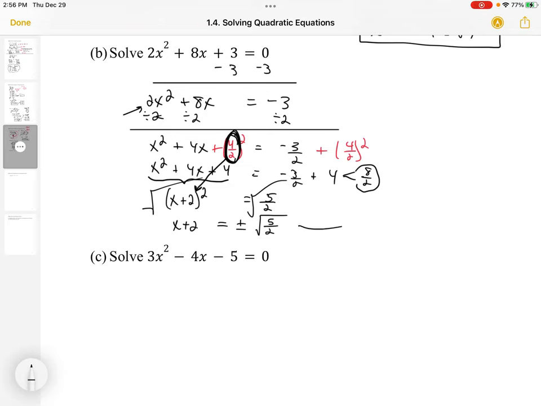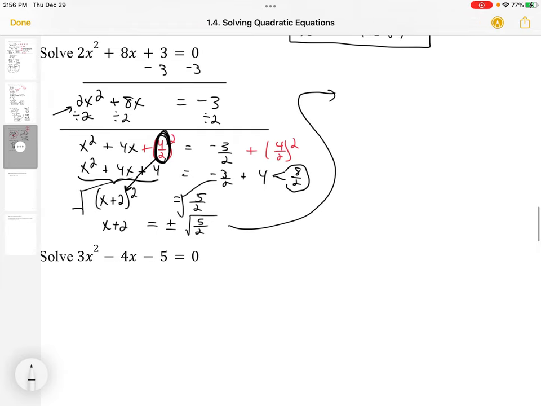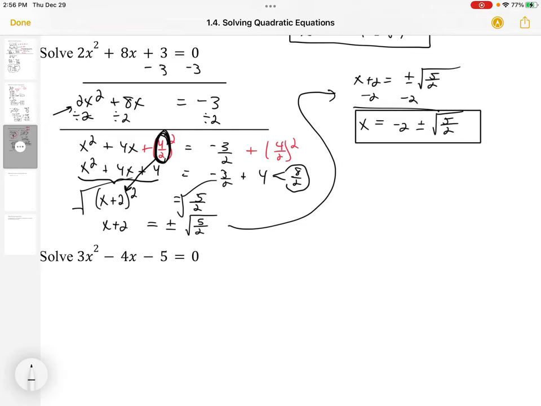Let's rewrite it. x plus 2 equals positive or negative square root of 5 over 2. I'm going to subtract 2 on both sides. We have x equals negative 2 plus or minus square root of 5 over 2. So this is our answer. This is not our answer simplified, but it's our answer.